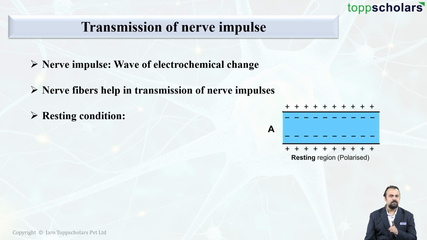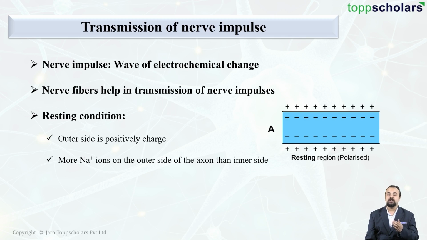The very first step is the resting condition. What you see here in this beautiful diagram above me is a part or a section of an axon. Students, this outer part which is positively charged, it is because there are more sodium ions, that is Na plus ions, on the outer side of the axon as compared to the inner side. Now in this state, the axon is ready to receive particular impulses. This particular state is called as the polarized state.